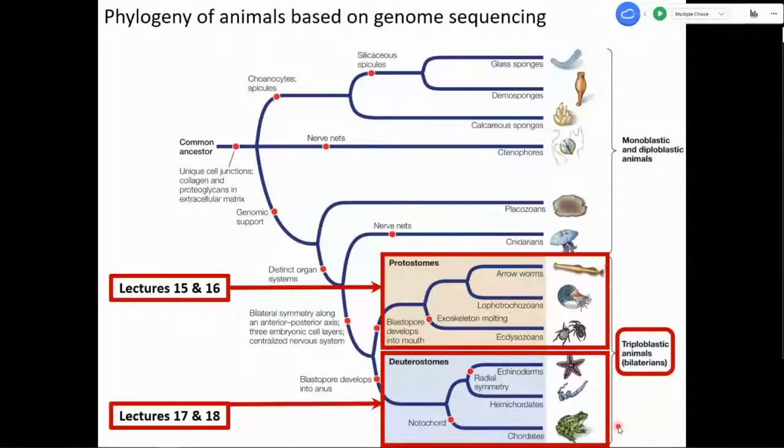These are triploblastic animals: endoderm, ectoderm, and mesoderm. And if you remember, they have bilateral symmetry. They're sometimes referred to in both of these as the bilateria, okay? In particular on this lecture, we're going to talk about this group here, the Lophotrochozoans, and also we'll mention the arrowworms as well, okay? Next lecture, we'll talk about the ecdysozoans.